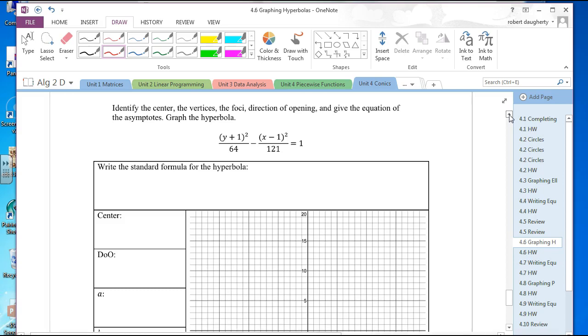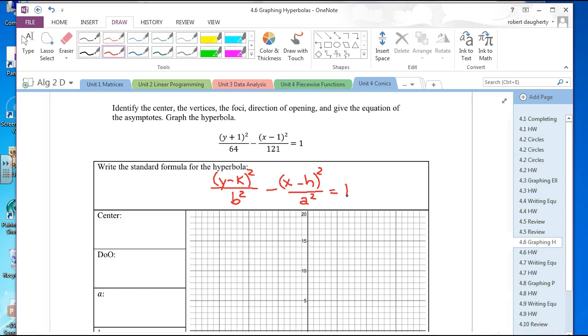So, horizontal, vertical. Vertical because the y is positive. So the form that I'm going to use is y minus k squared over what? B squared minus x minus 8 squared over a squared equal 1. Okay? Where's the center?